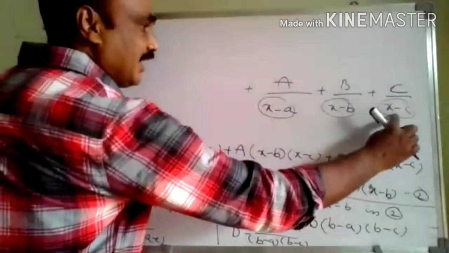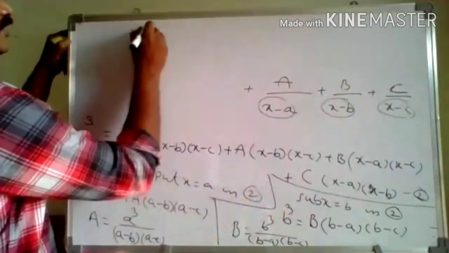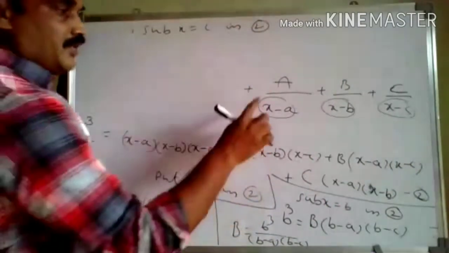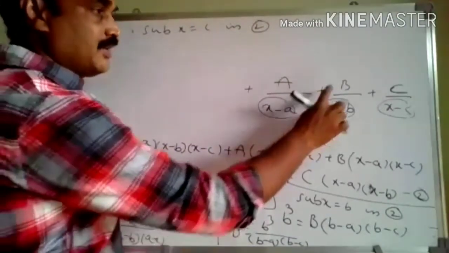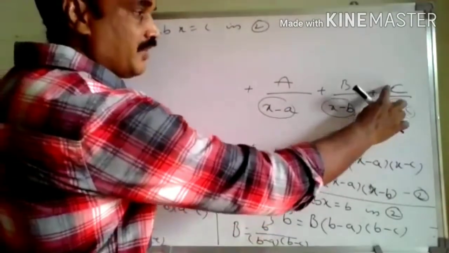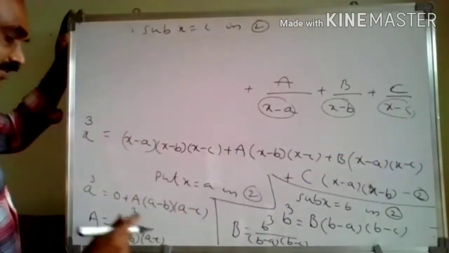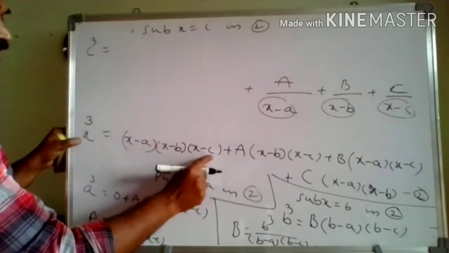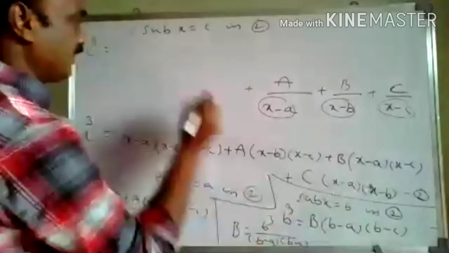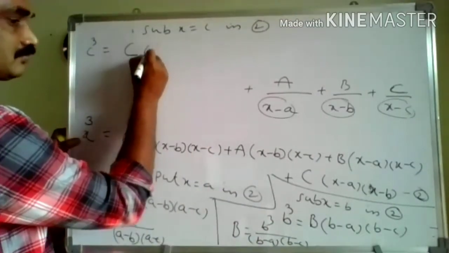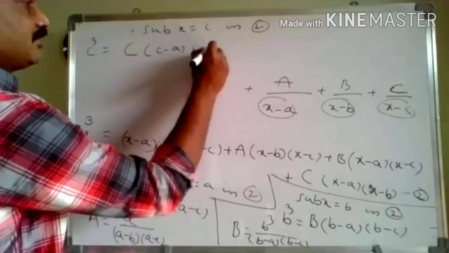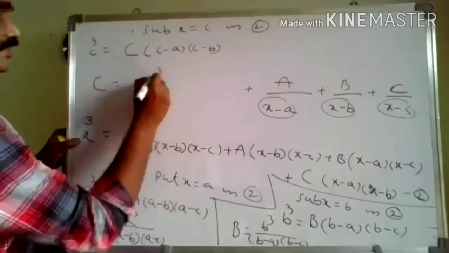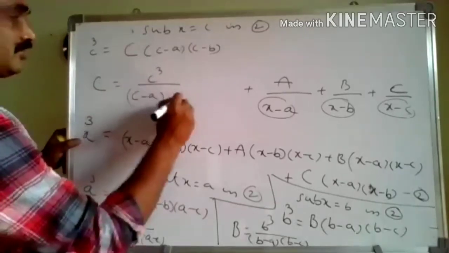For the value of C, x minus c is equal to 0. Substitute x is equal to c in equation number 2. For A, substitute x is equal to a; for B, substitute x is equal to b; for C, substitute x is equal to c. c cube is equal to, here the terms with c minus c are 0, plus capital C into (c minus a) into (c minus b). So capital C is equal to c cube by (c minus a) into (c minus b).